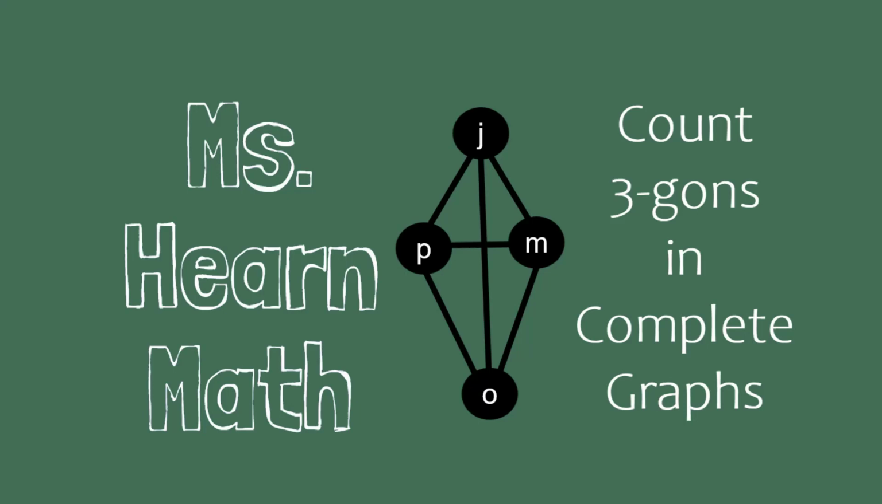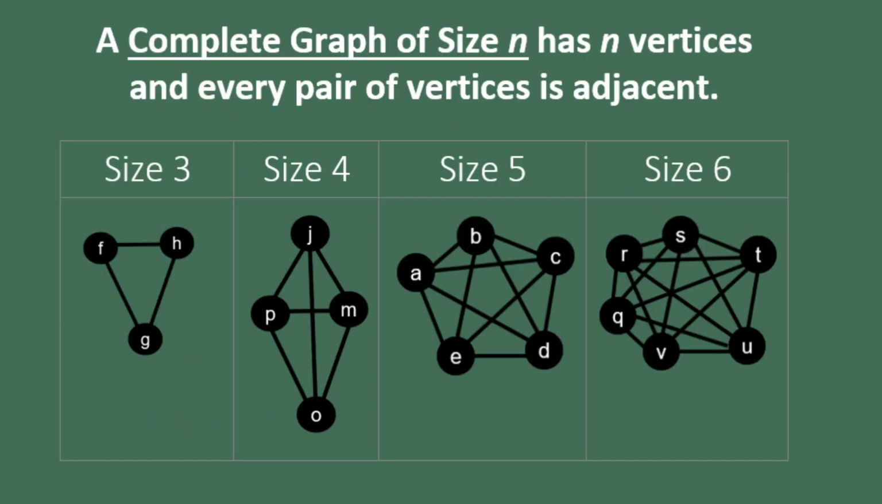In this video, we're going to count the number of triangles in a complete graph. So what is a complete graph? A complete graph of size n has n vertices, and every pair of vertices is adjacent. In other words, if you look at any two vertices on a complete graph, there will always be an edge between them.